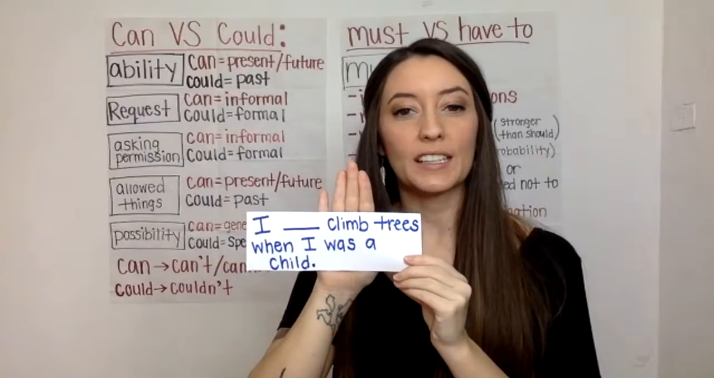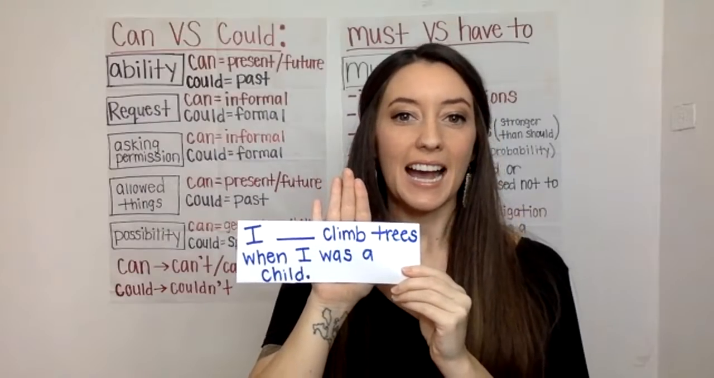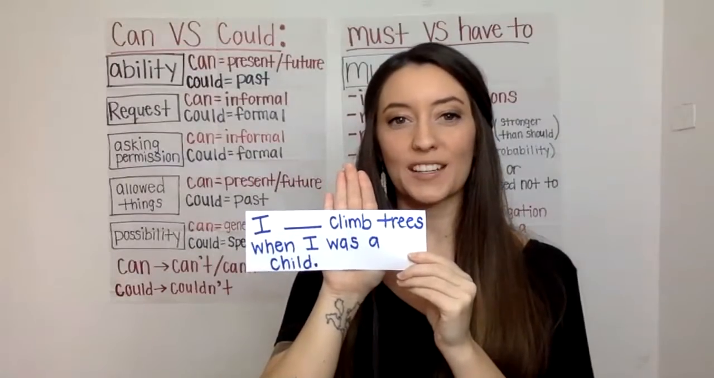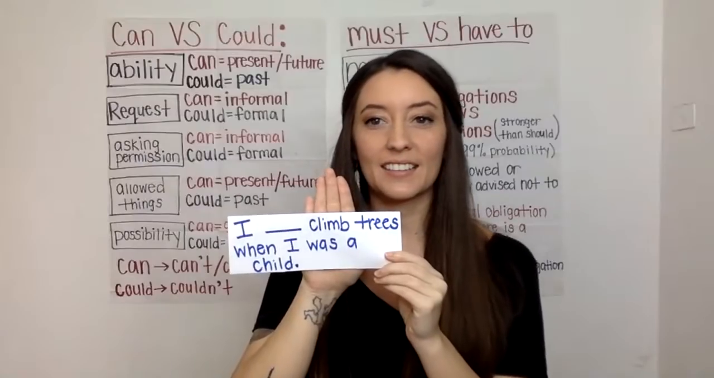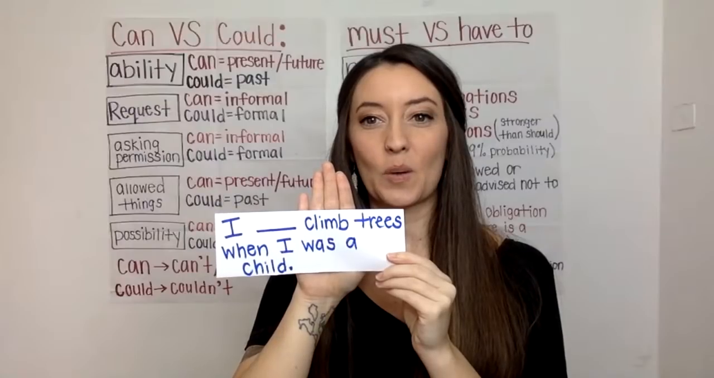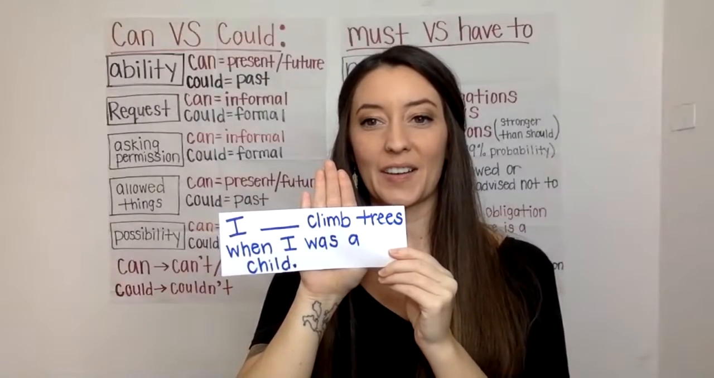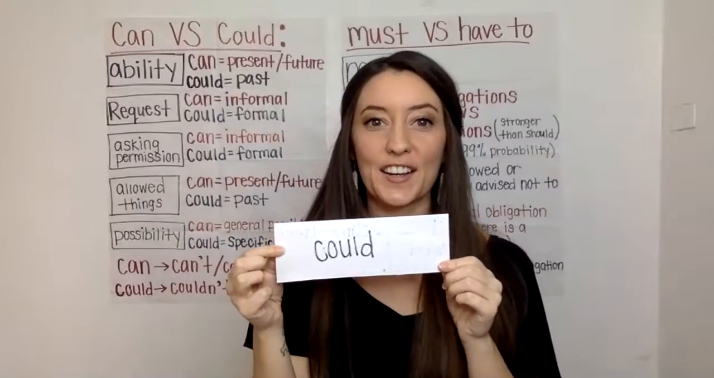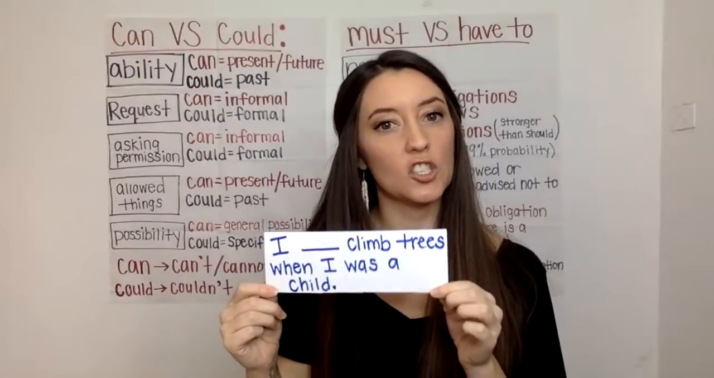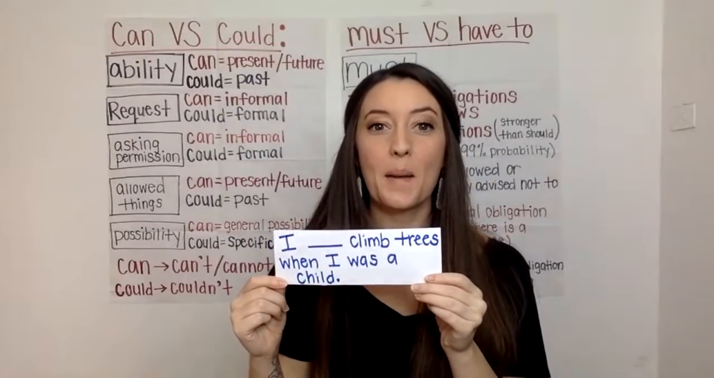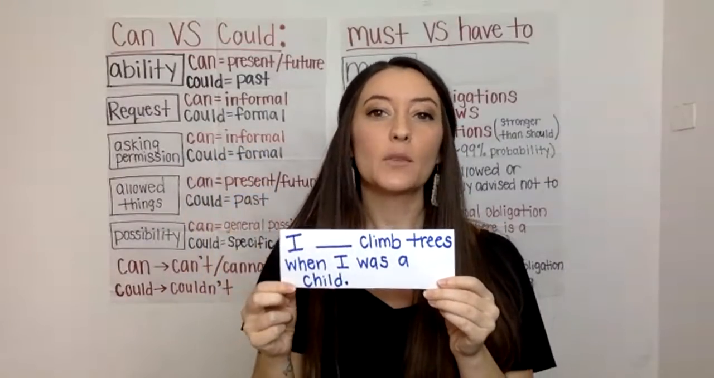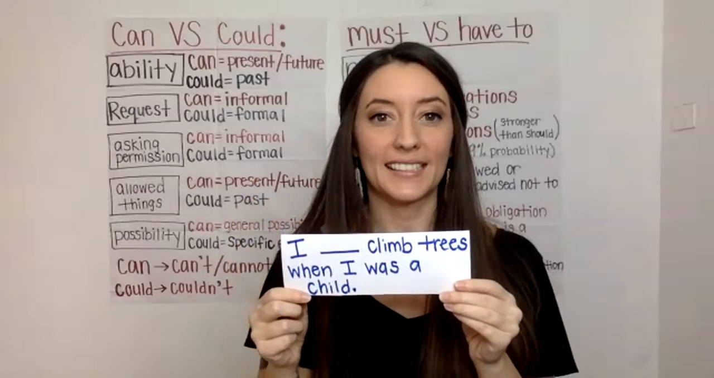I blank climbed trees when I was a child. So look for your keywords in this one. I'll give you just a moment to type your answers in the chat. Wonderful. Okay, if you said could, you are correct. I could climb trees when I was a child. Why is it could? Because this was in the past, right? When I was a child is in the past, and we use could to talk about past abilities.